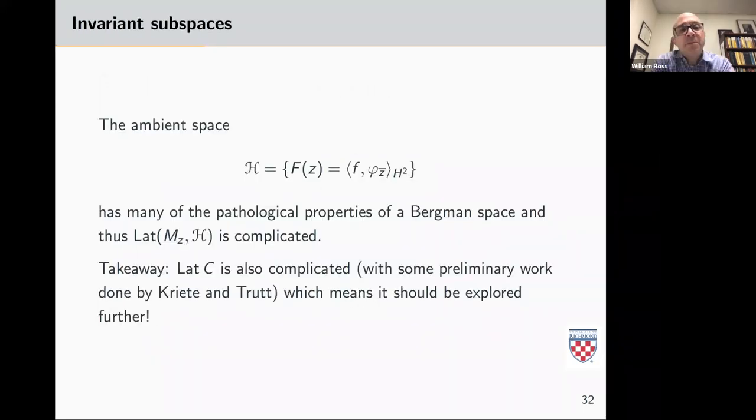that the ambient space H has properties like the Bergman space, meaning the invariant subspaces are very pathological. They have all these weird properties. So the same is going to be true for the Cesàro operator, and you can be intimidated by that. I know I am. But you can also be inspired by that.